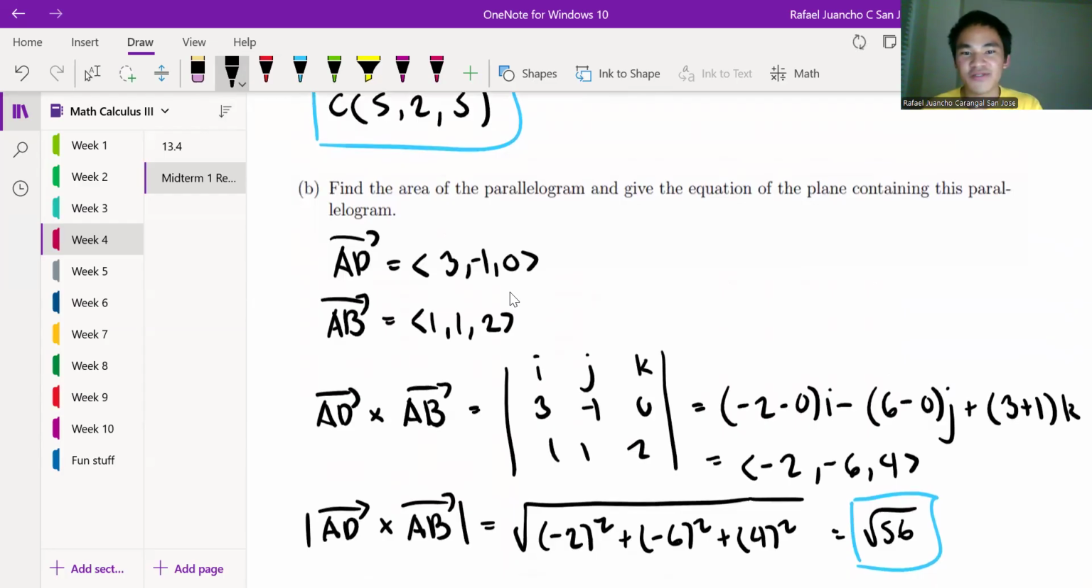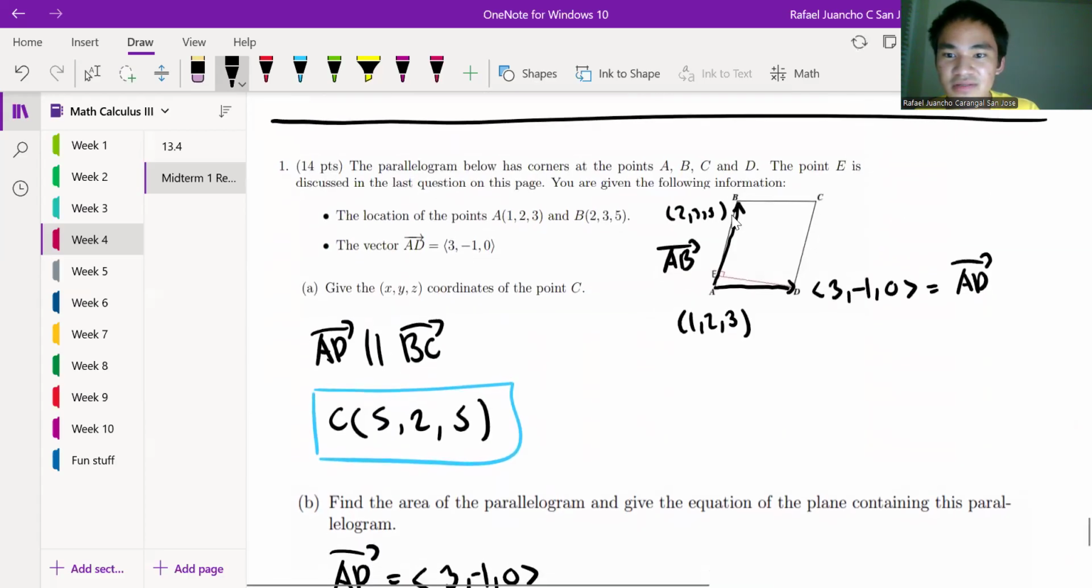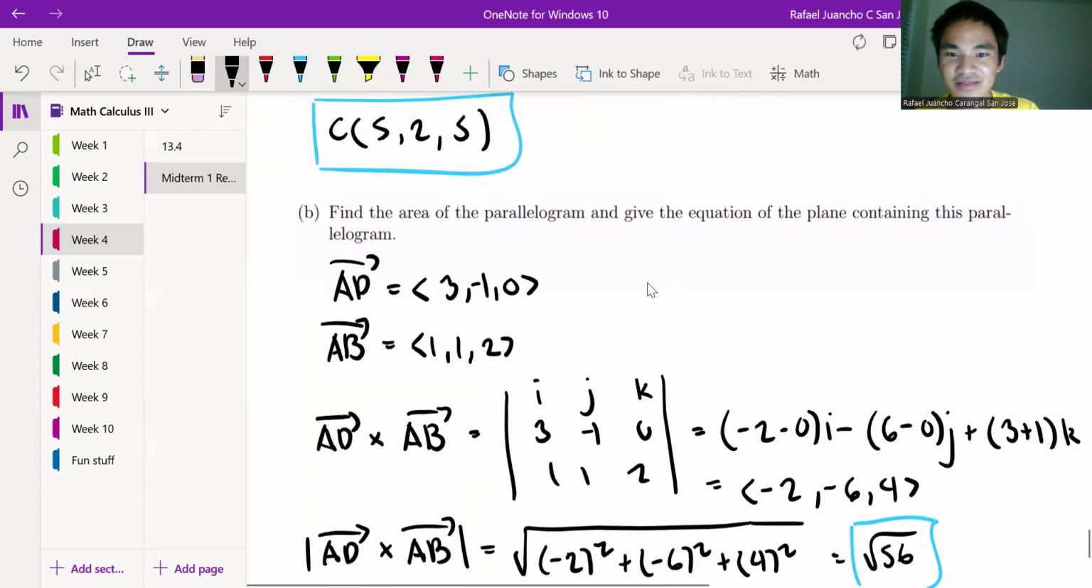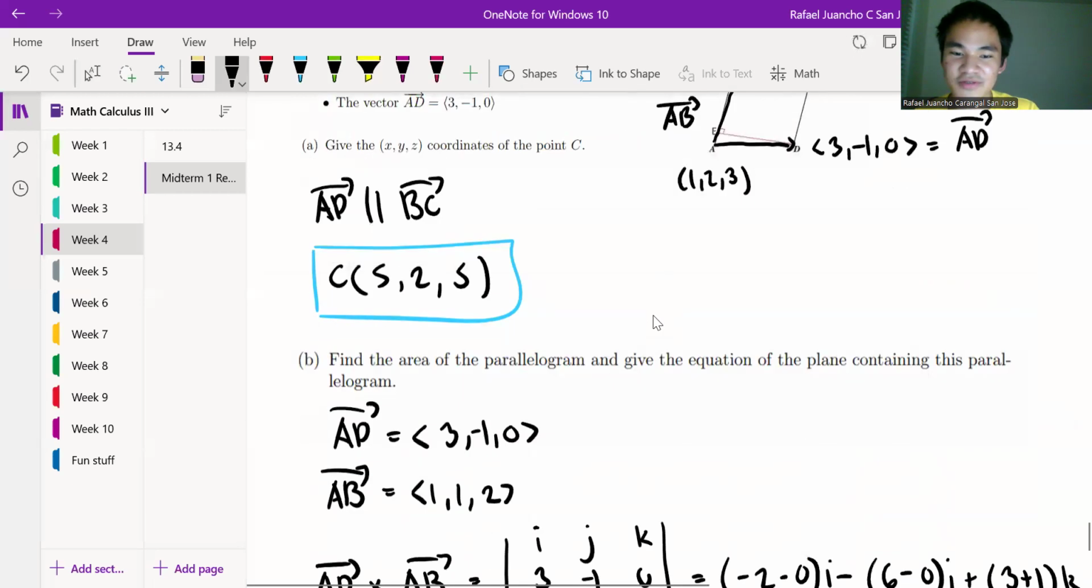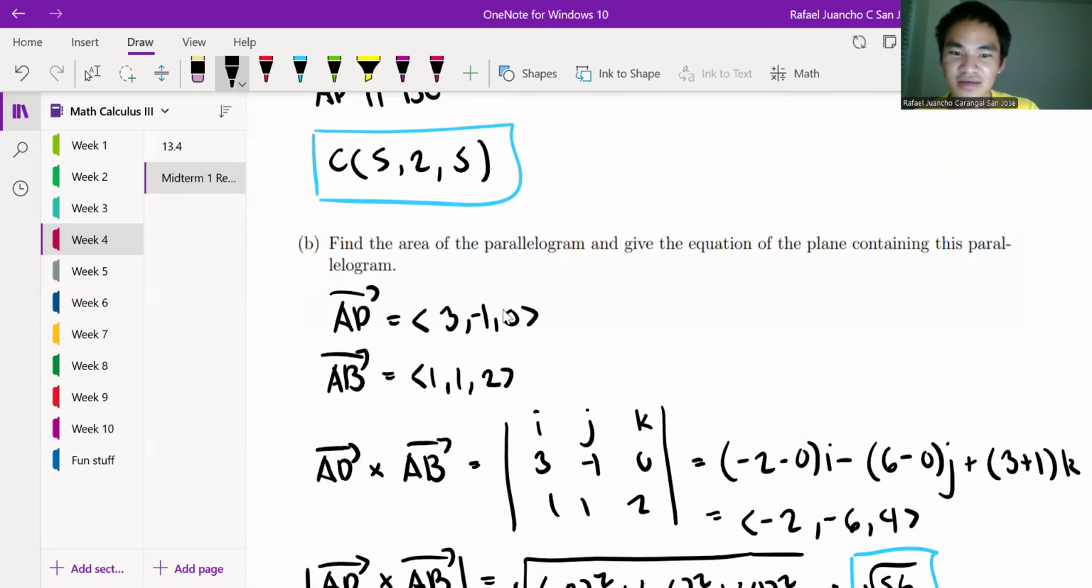Now I need to find the equation of the plane containing this parallelogram. So how in the world do I do that? Well, let's think about it. Equation of the plane. It contains this parallelogram. Well, I have two vectors. Let's say this was the plane. I have two vectors here, right? I could make use of that. I just need to find one of the points.